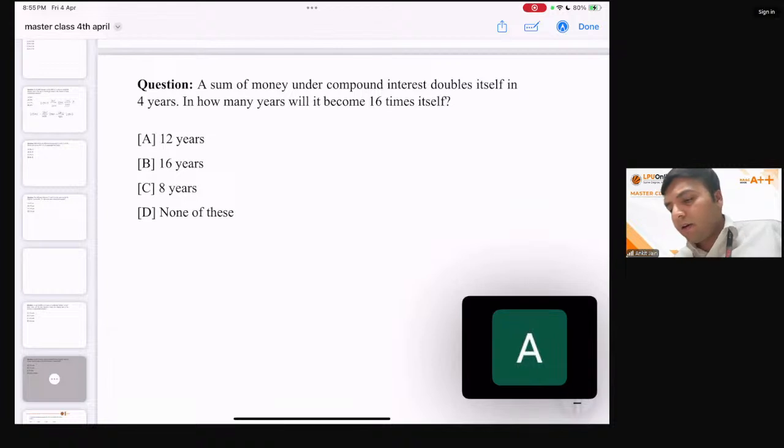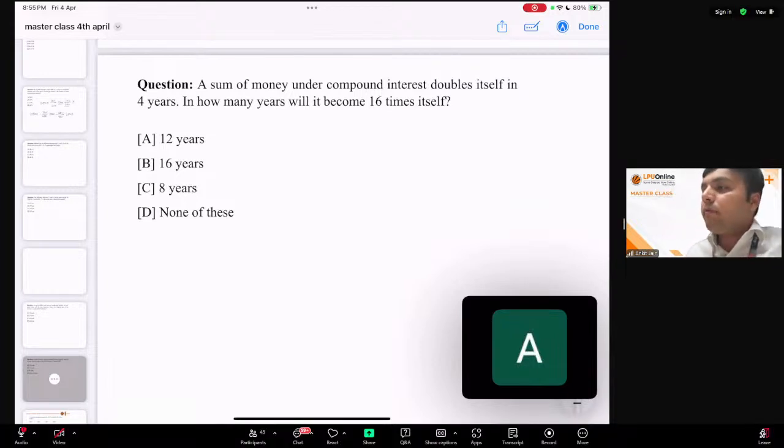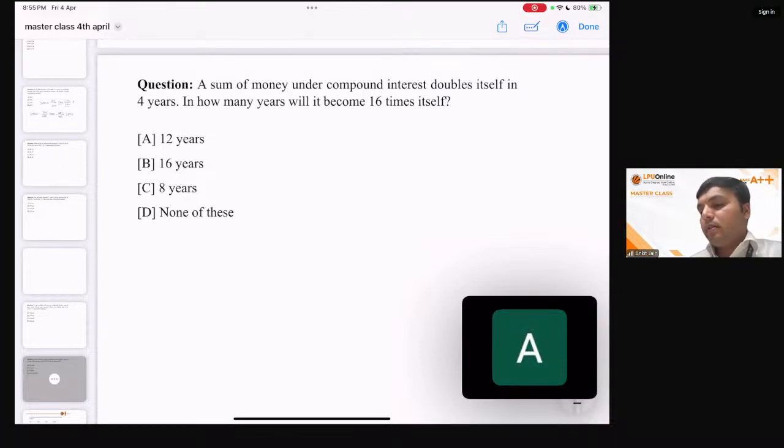Mohammed asked for any shortcut. See Mohammed, this is the shortcut. If you apply the formula, it becomes very complicated. Where the money is doubled, in case of CI, the growth pattern stays the same every year. But in case of SI, the case remains different.